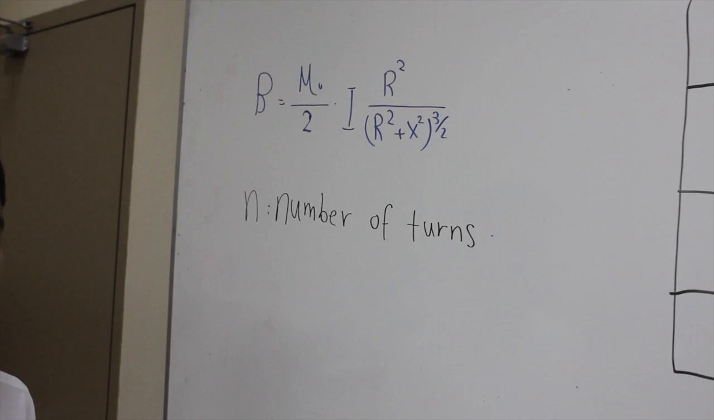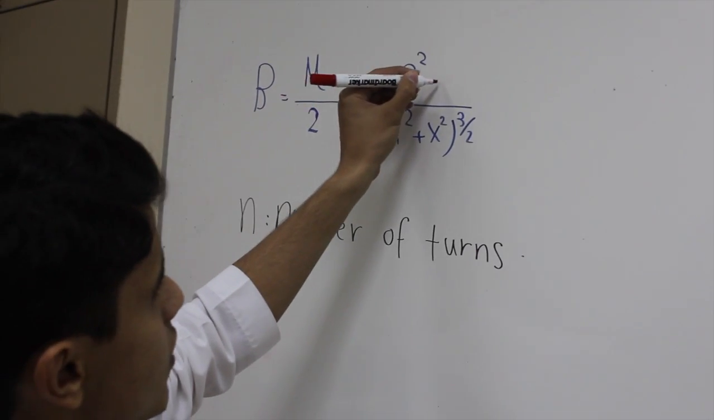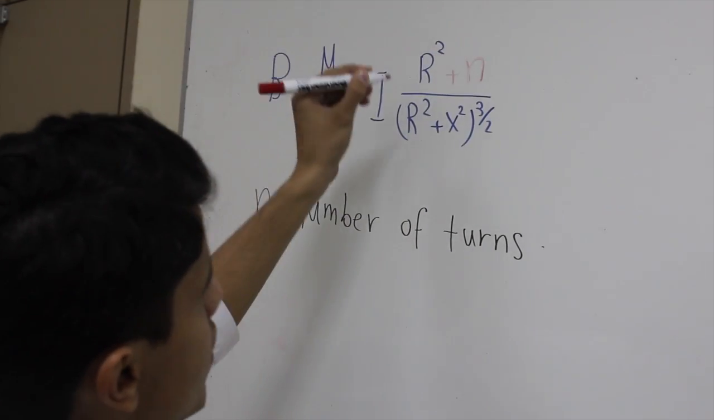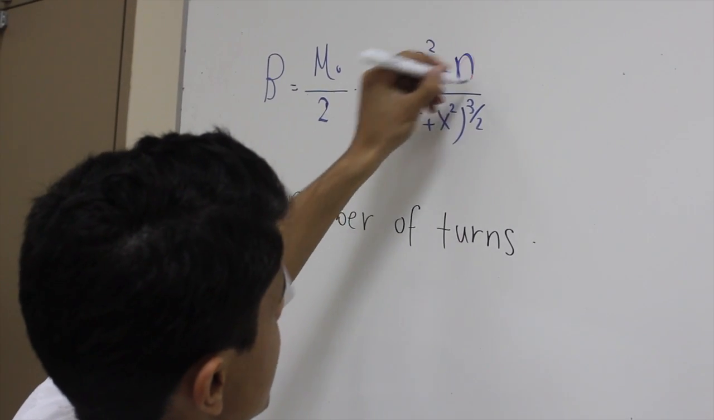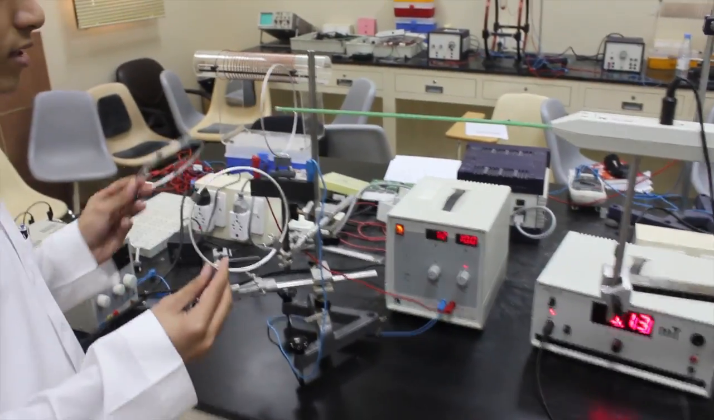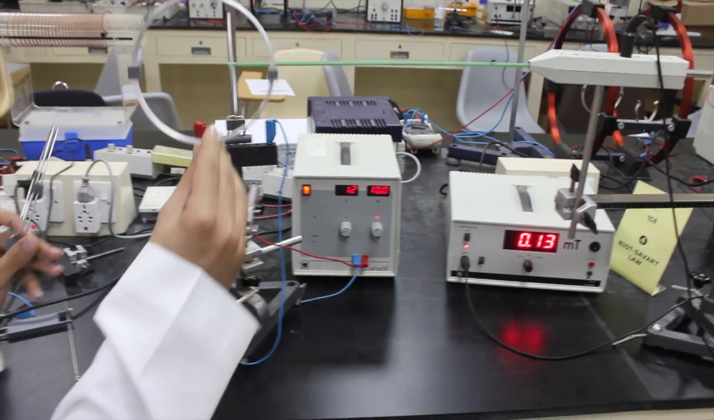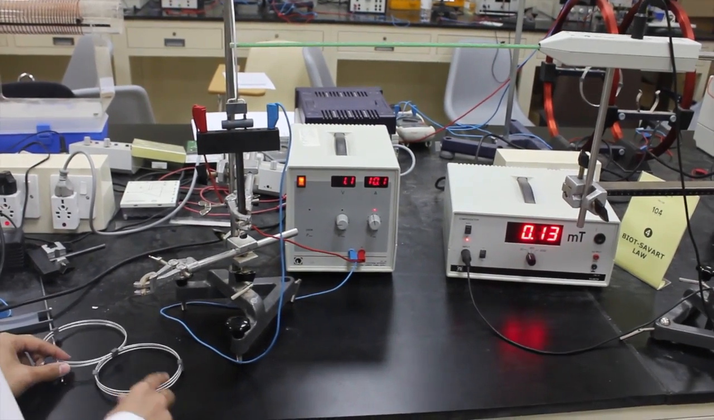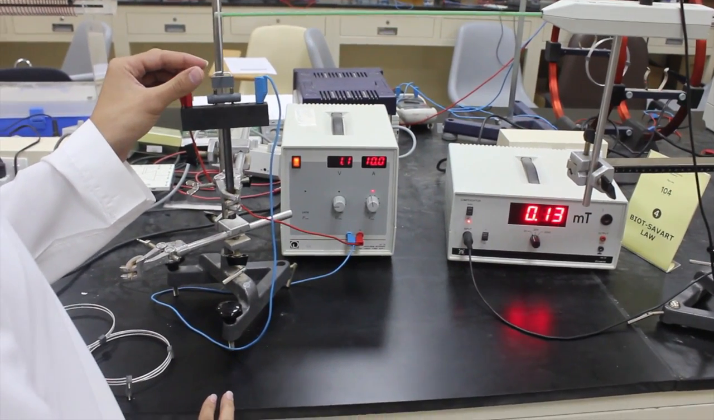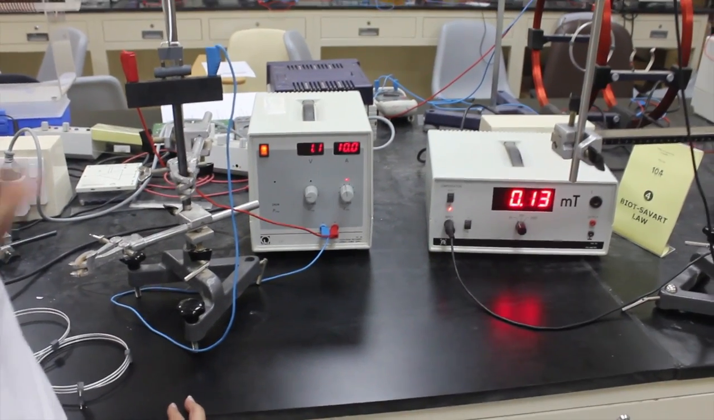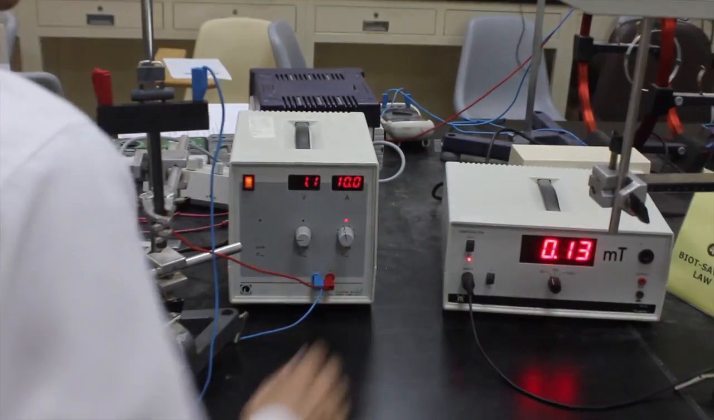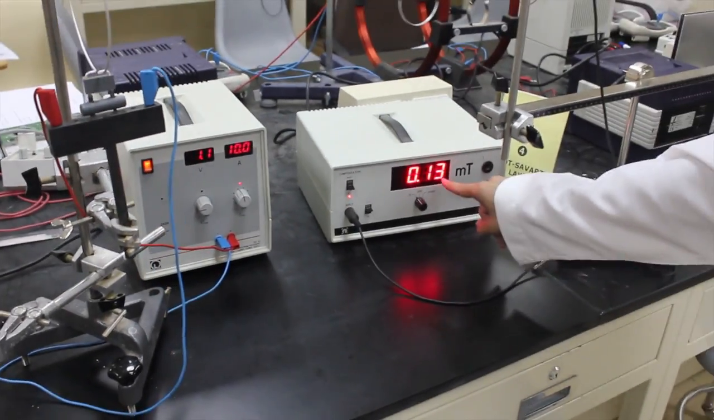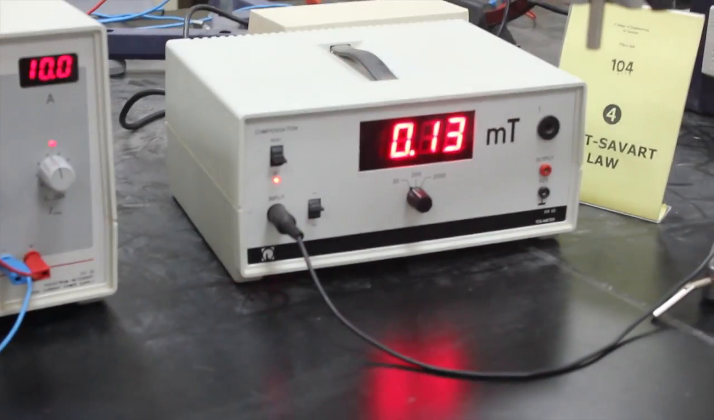Professor Jamal suggested that we add the letter N here, which means the number of turns. This is 1, and this is 2, and this is 3. So we try the first one, number of turns 1. We put the Hall sensor at the center of the loop, and the current at 10 amperes, keep it constant. This is the magnetic field, which is 13.